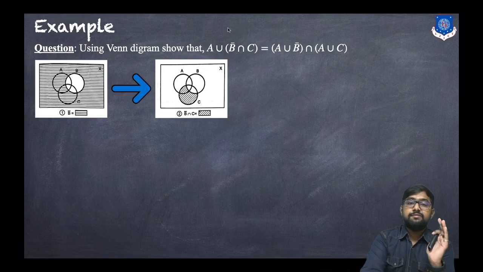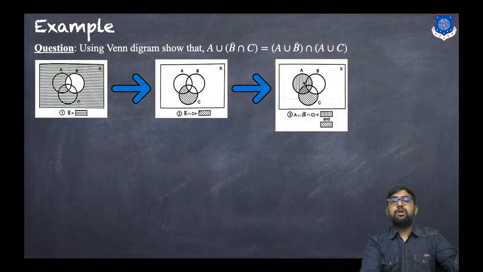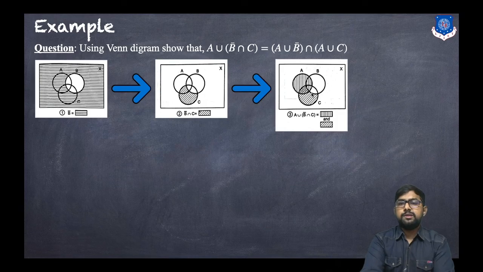And in the third step, we will find the whole expression. That is A union this portion, so this portion union A. What will it be? It will be like this. So this is the left hand side.